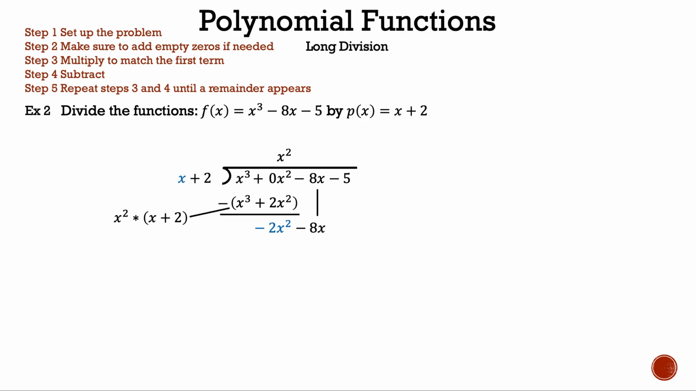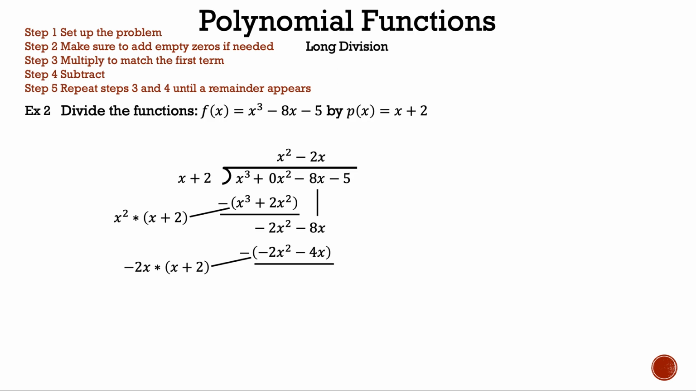Now we need to focus on the x and the negative 2x squared. What term do we think we need to multiply x by to get negative 2x squared? That is correct, negative 2x. Make sure to put negative 2x above the same degree as our dividend. So now we need to multiply negative 2x and the quantity of x plus 2. And the result, negative 2x squared minus 4x, goes under the negative 2x squared minus 8x.